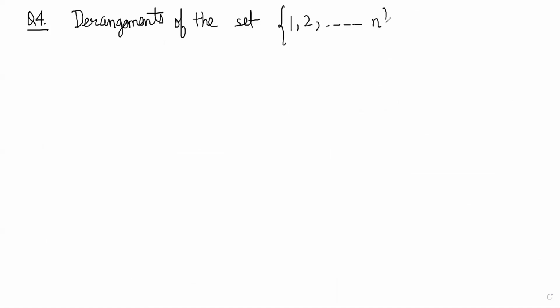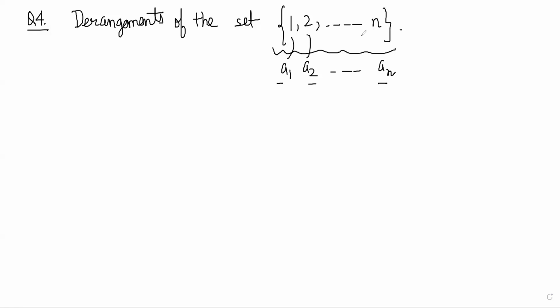We look at the next problem, which is to find the number of derangements of the set 1 to n. So what is a derangement? A derangement is basically a permutation of this set. Right now, these numbers are arranged in a particular way so that 1 is in the first position, 2 is in the second position, and n is in the nth position. These are the correct positions of these elements.